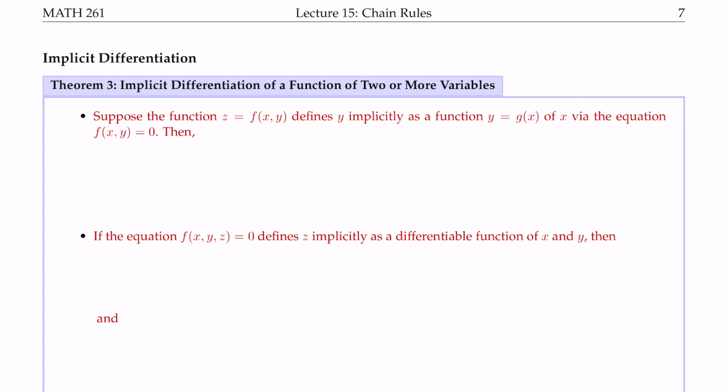differentiation. Now, suppose the function z equal to f of x, y defines y implicitly as a function y equal to g of x via the equation f of x, y equal to 0. Then to find the derivative dy/dx, you have to take negative partial f partial x over partial f partial y. And later on, I'm going to derive this formula, so bear with me here and let's just accept this formula for the time being. Because we arrive at a fraction here, we don't want the denominator to be equal to 0, so we need to impose the condition that partial f partial y has to be different from 0.